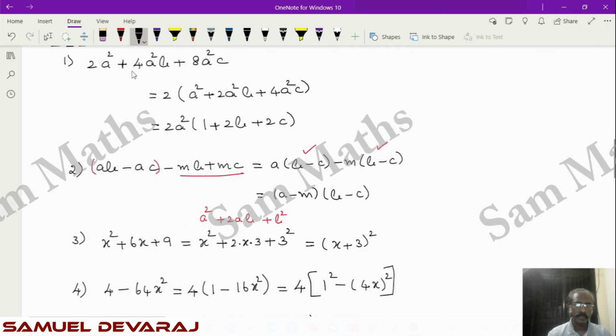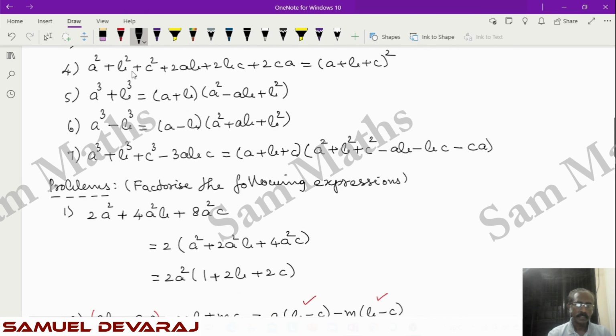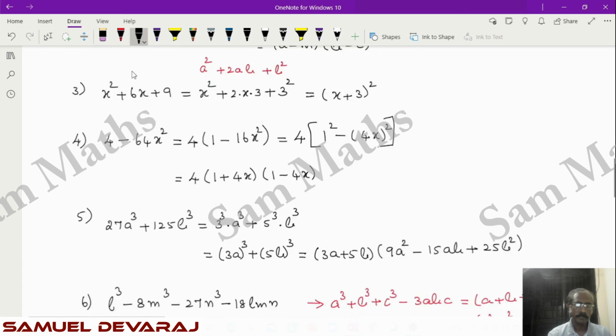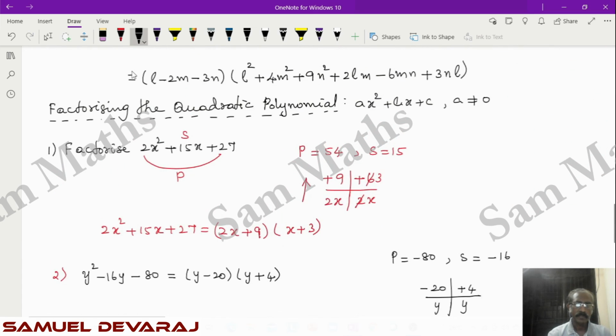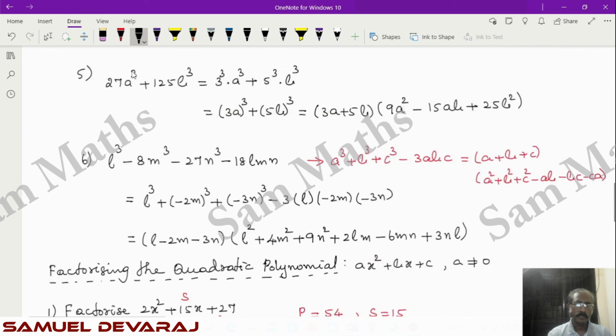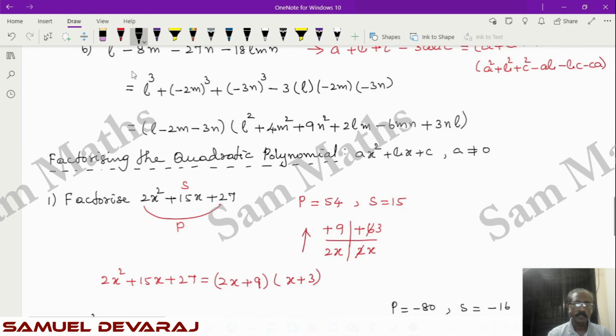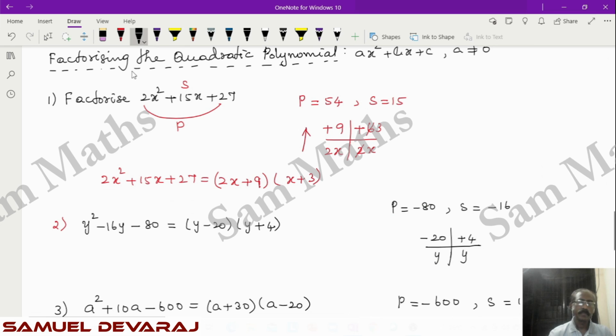Next is common factors we took. That is another type of factorization. Next is using formulae. Then factorizing the quadratic polynomial. Okay, children, a simple method I explained, so easily you can do that.